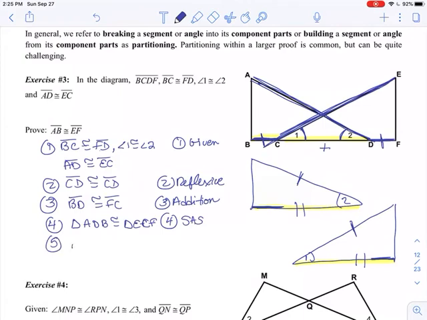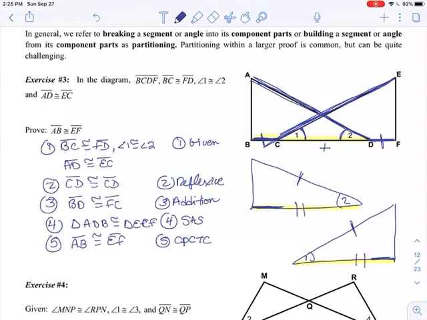And once my triangles are congruent, then all of the corresponding sides and angles are congruent. And I was trying to prove that AB is congruent to EF, so that would be my CPCTC. Corresponding parts of congruent triangles are congruent. So overlapping triangles can be a little bit more challenging.